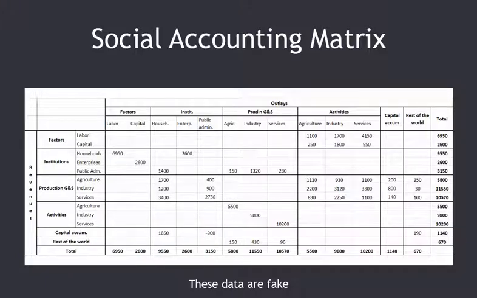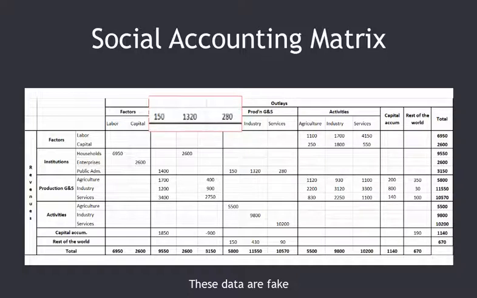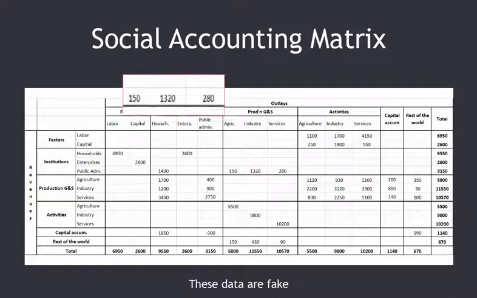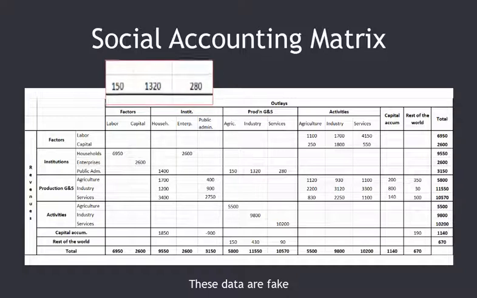And finally, it's necessary to pay attention to the state's revenue, which amounts to 150 in agriculture, 1,320 in industry, and 280 in services. So these amounts correspond to domestic indirect taxation, but also to customs revenue. So it's necessary to have this customs revenue available to deduct it from the total amount in order to have the revenue from indirect taxation.